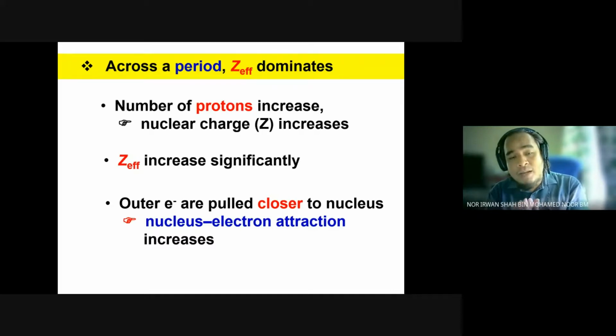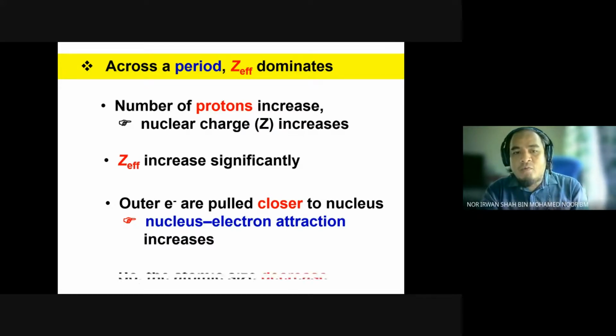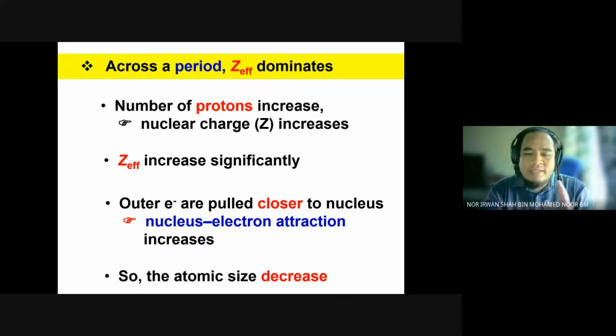So ini apa yang berlaku guys. So therefore when the outer electrons are being pulled closer to the nucleus, or we can say that the nucleus-electron attraction increases, finally guys, what will happen? The atomic size also decreases. Nampak tak? Sebab tu kita katakan bila kita move across period, so this is the factor, guys, this is the factor that we need to consider. Effective nuclear charge. Okay? Alright.